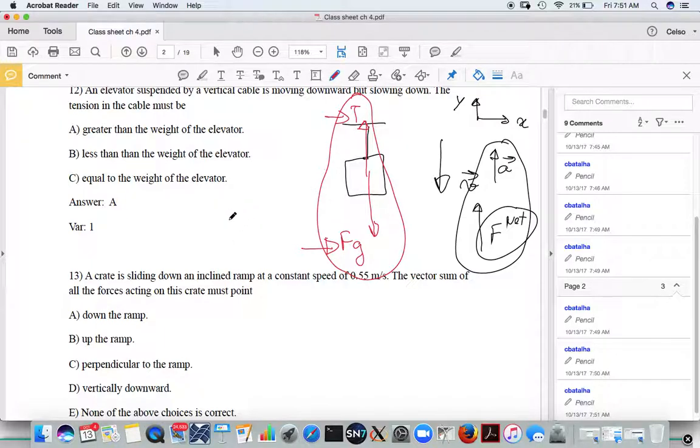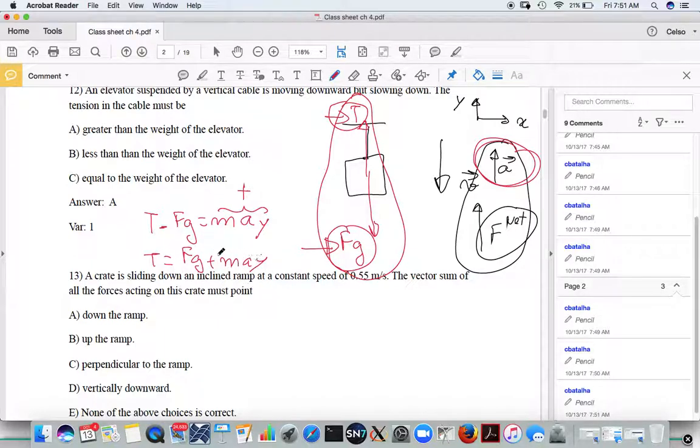So if the positive direction is the y-axis, T minus Fg, T positive pointing up minus Fg pointing down, is equal to m a_y, and the acceleration in y is positive. So this quantity is a positive number. So your tension is bigger than the elevator's weight, which is Fg. So A is the right answer, since the tension is bigger than the weight.